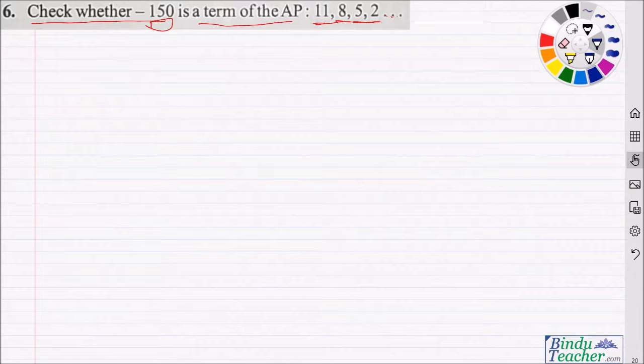Okay, so let's start by writing down what we know. So we have 11, 8, 5 and 2, and somewhere 150 may be a term or maybe not, right? Now this is what we have to find out. Okay, so how do we do this?